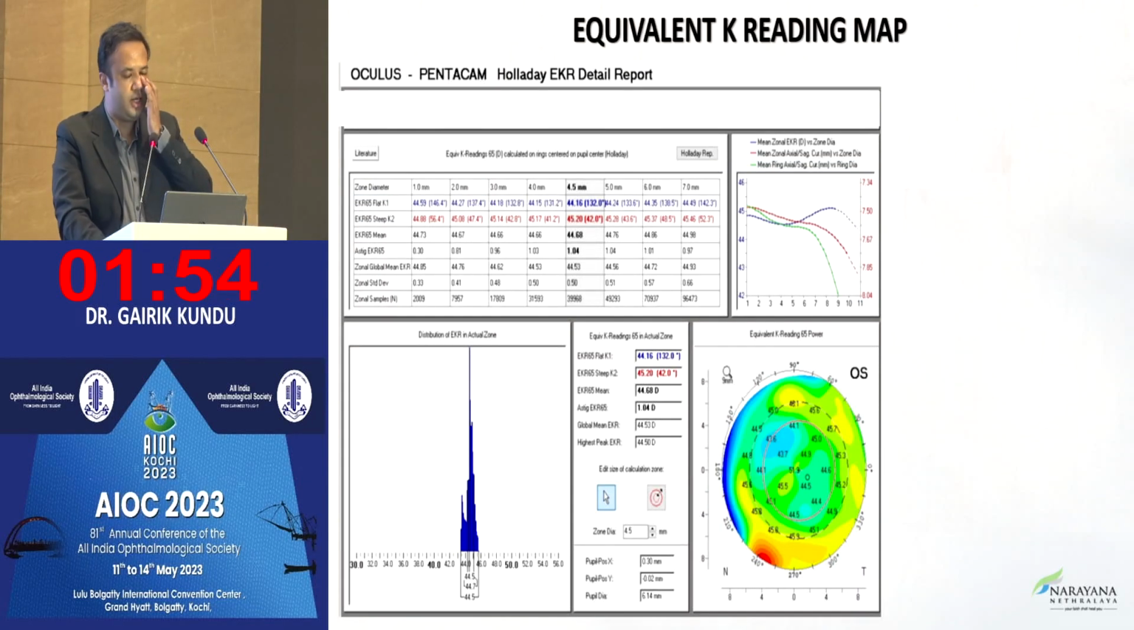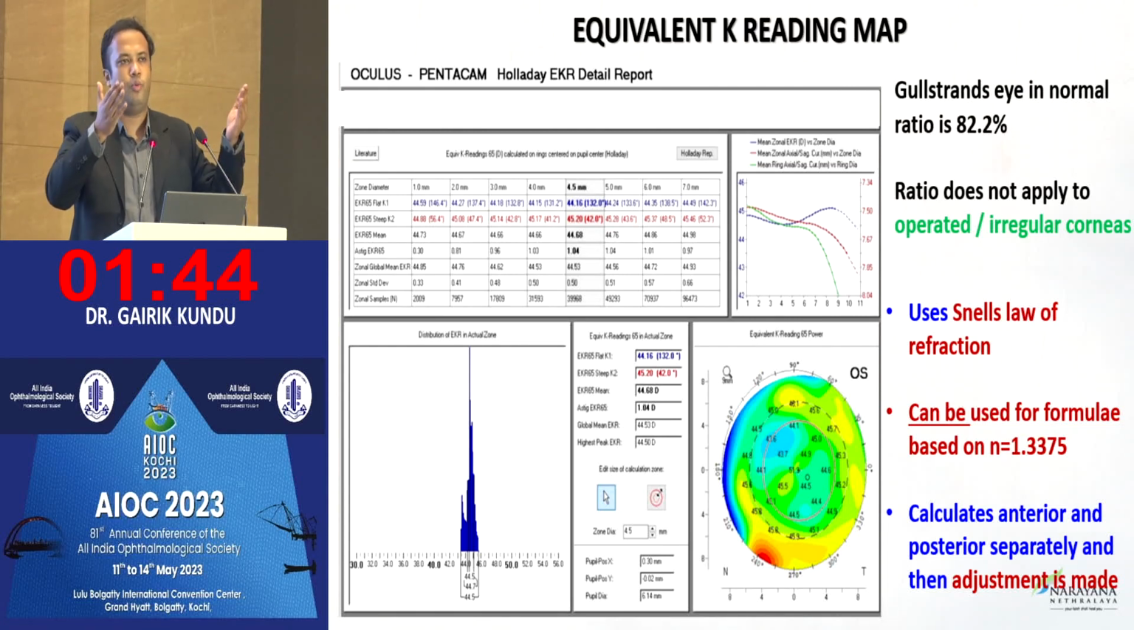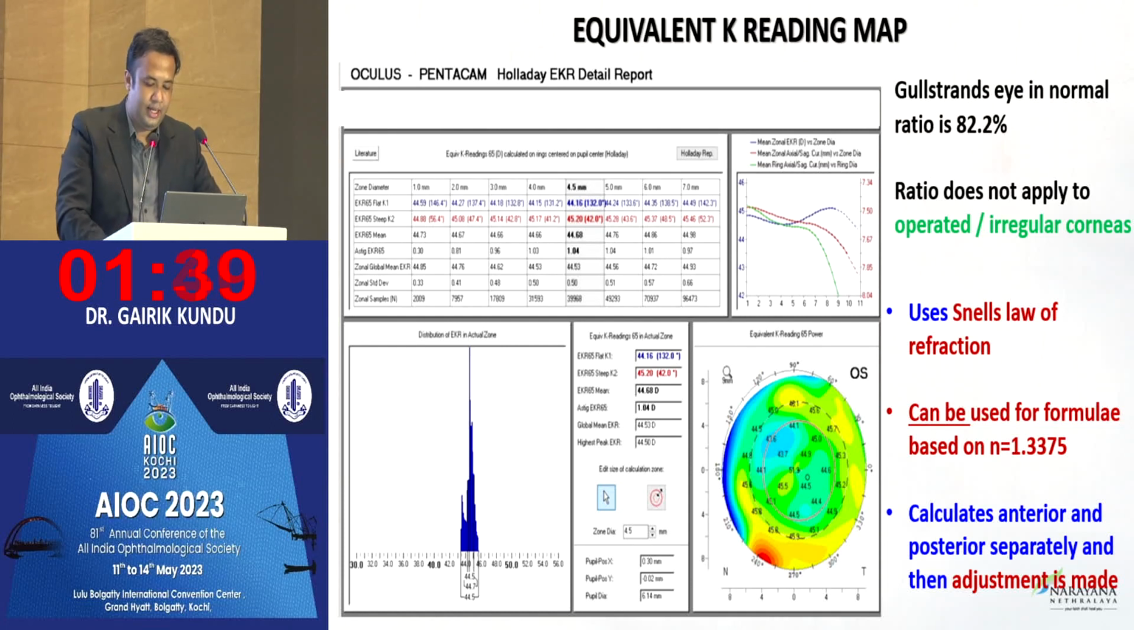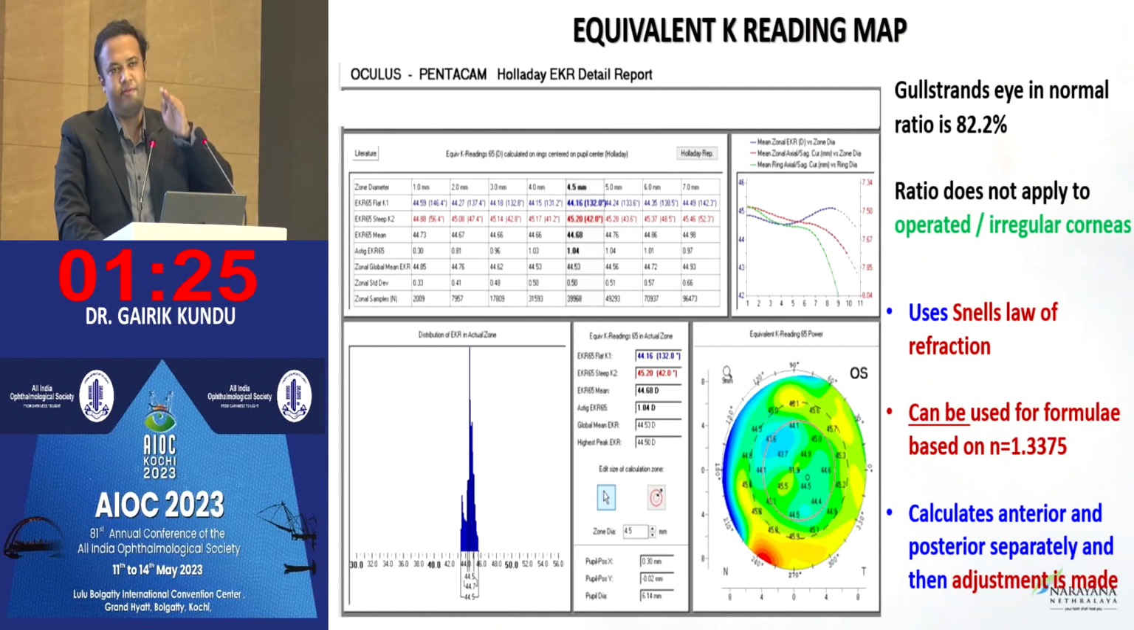EKR is a wonderful option. I was speaking about the EKR options seen on the Pentacam. An equivalent K-reading map gives you the range of the dioptric distribution of the keratometries over various zones: 1, 2, 3, 4.5, 6. What is also useful is that it can be used in formulas because it factors in the refractive index of 1.3375, and it also adjusts for both the anterior cornea as well as the posterior cornea. So that is something which is very important. I spoke about those 4 effects: refractive index, refractive effect, anterior-posterior, and the location of the principal meridia. Overall, EKR looks into it.